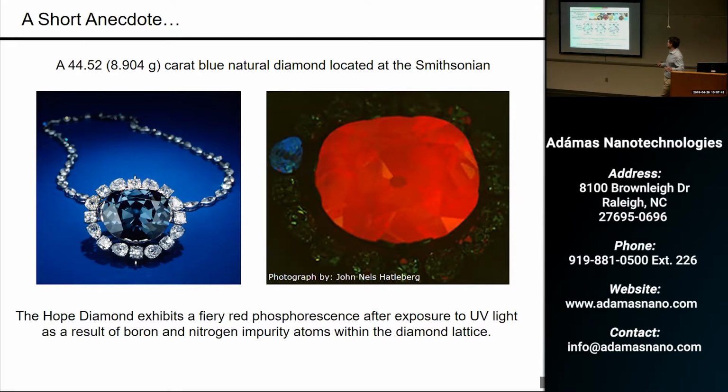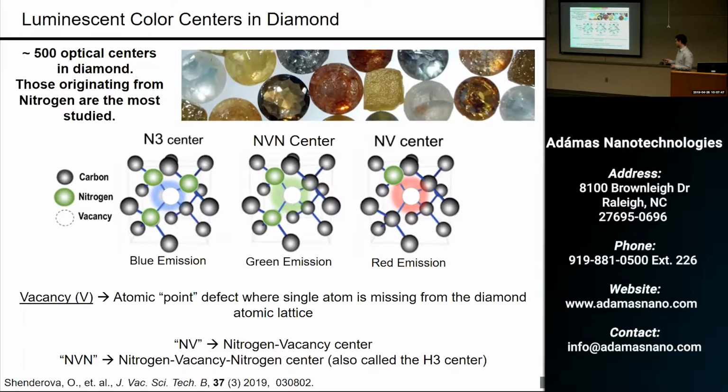But anyways, in general, there are hundreds of optical color centers in diamond. And for the talk today, I'm really just going to focus on the NVN and NV centers. All of these optical defects are caused by impurity atoms and structural defects within the diamond lattice. Three important ones involve nitrogen and vacancies. And vacancies are simply point defects within the lattice, where there should be a carbon atom and there's not. So there's the N3 center, which provides blue emission, the NVN center, which provides green emission, and the NV center, which provides red near-IR emission. And again, for this talk, I'm going to focus mostly on the NVN and NV centers, as these are the most established currently commercially.